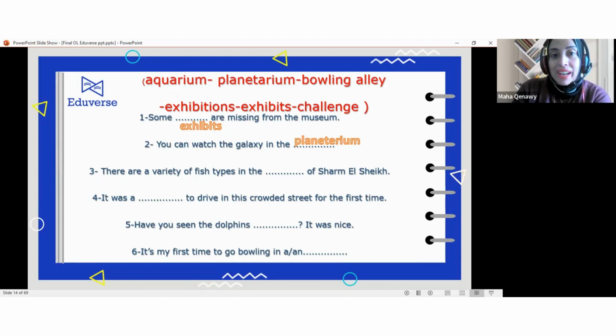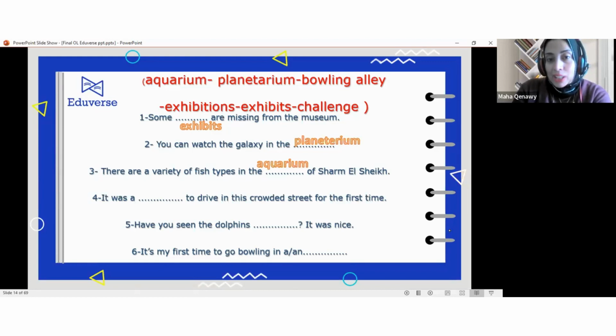There are a variety of fish types in the aquarium of Sharm el-Sheikh. Yeah, you all know it. We all love it. It's an aquarium. We go to the aquarium to watch all sorts of fish and sea animals.